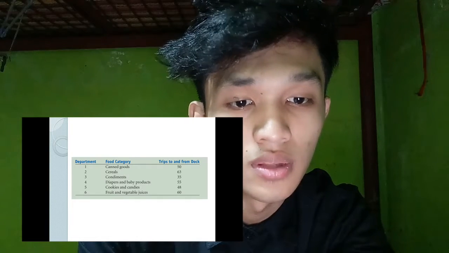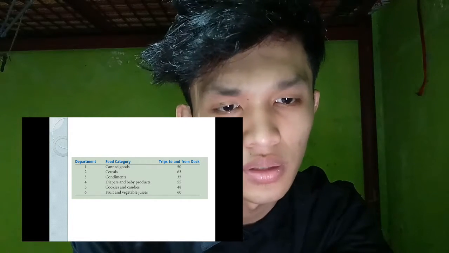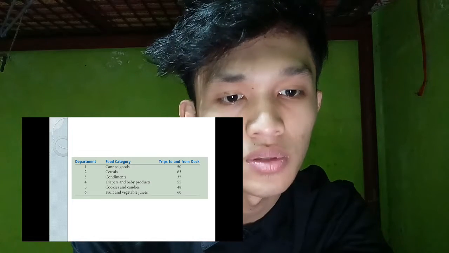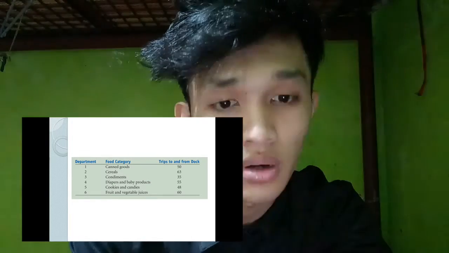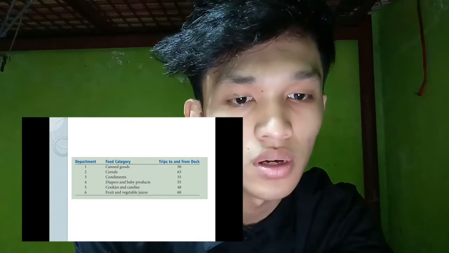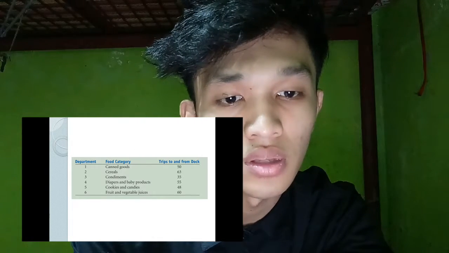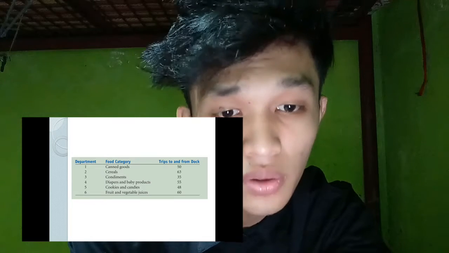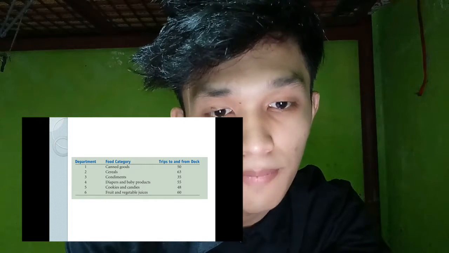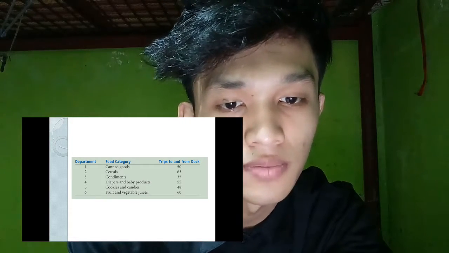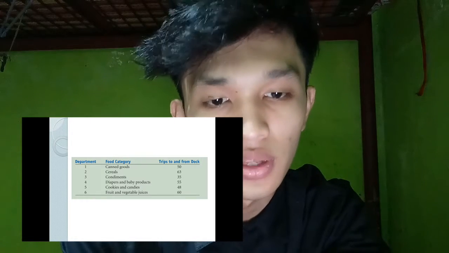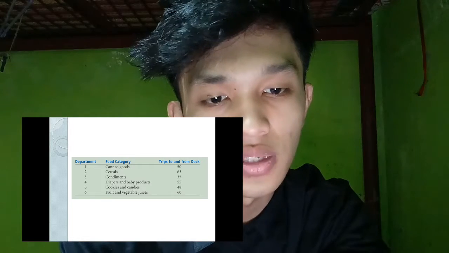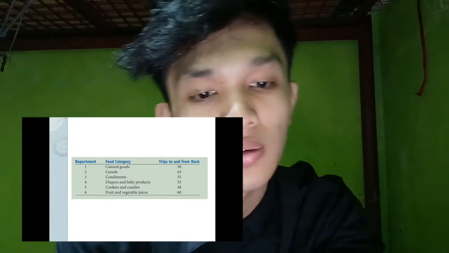Department 1, the canned goods, which have 50 trips to and from the dock, while Department 2 is cereals, which have 63, number 3, condiments, 35, number 4, diapers and baby products, which are 55, and number 5, cookies and candies, 48, 6, fruit and vegetable juices, 60.